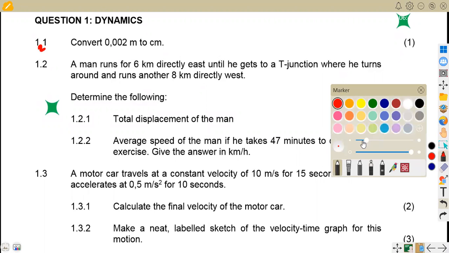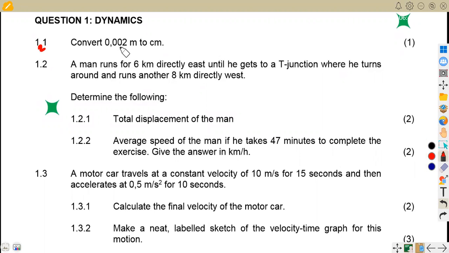Take note that a conversion is supposed to take place, to convert 0.02 meters to centimeters. So how can we convert meters to centimeters? We know that in 1 meter, we have 100 centimeters. So to convert 0.02, we simply multiply by 100, which is 0.02 multiplied by 100.